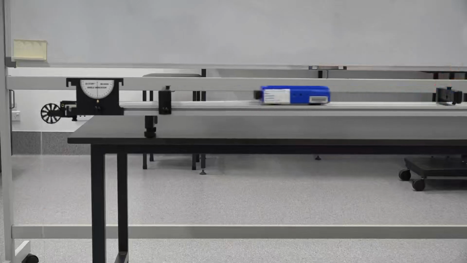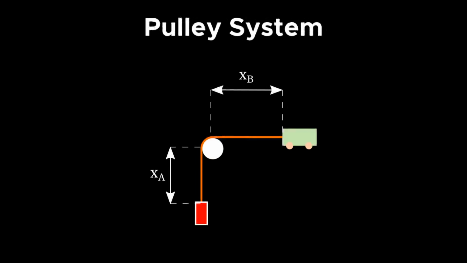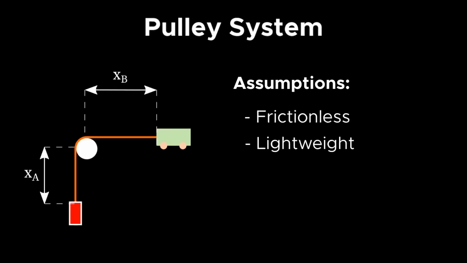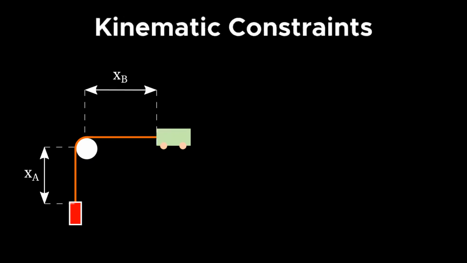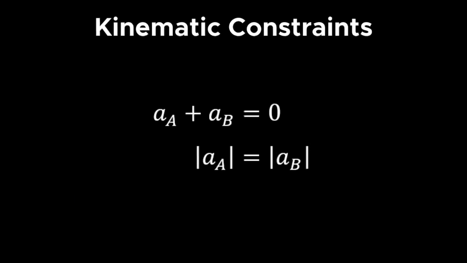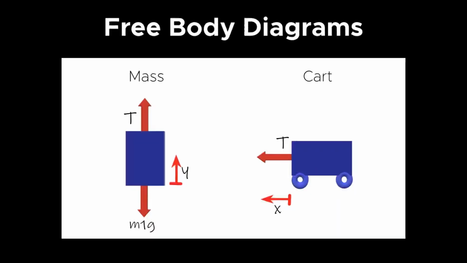The pulley system can be depicted as shown with lengths XA and XB, representing the vertical and horizontal lengths of rope. We assume the pulley is both frictionless and lightweight. We can derive the equation XA plus XB equals C for the rope length, as the rope around the pulley itself is constant. By differentiating, we can get an expression for velocity and then again for acceleration. This can be rearranged to give the magnitude of acceleration at A is equal to the magnitude of acceleration at B, which are our kinematic constraints.